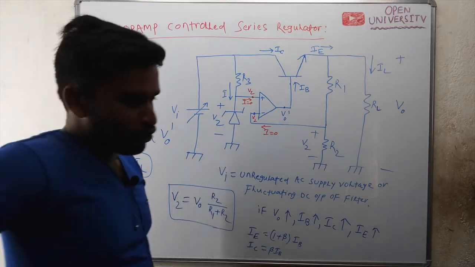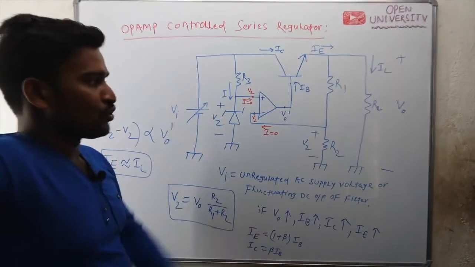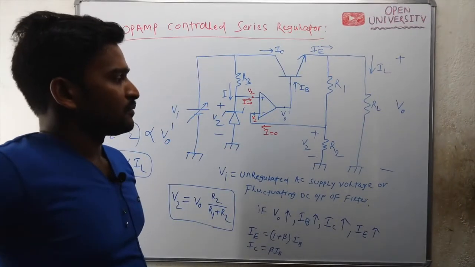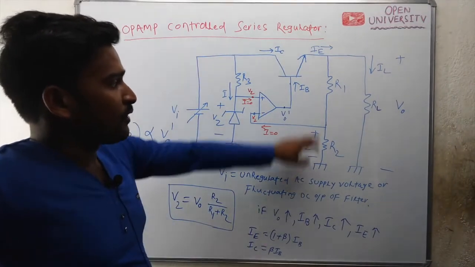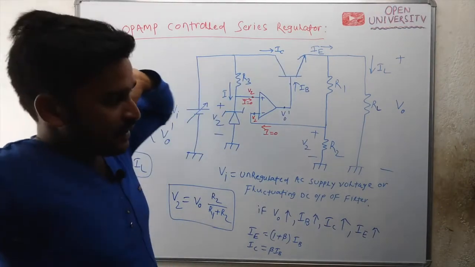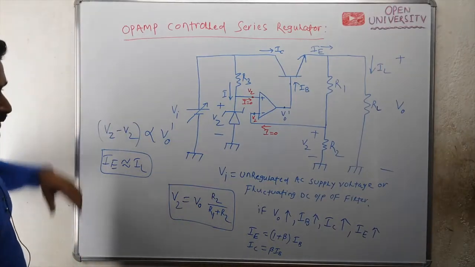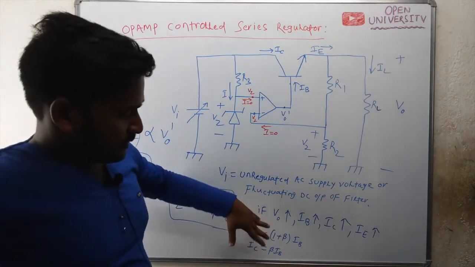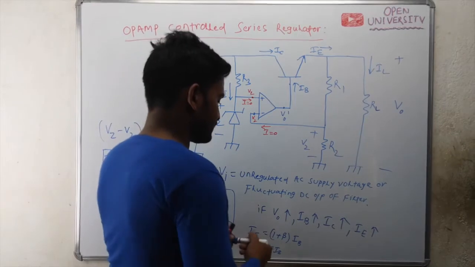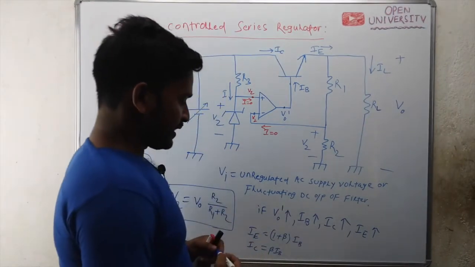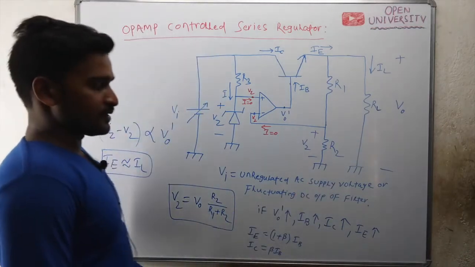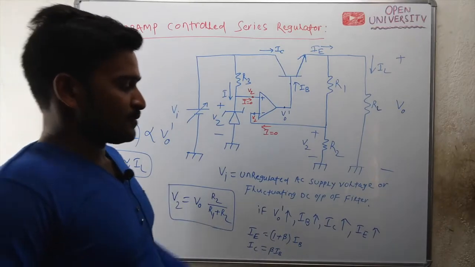V0 dash will control the conduction of the BJT. That is, it will control IB, IC and IE. Write down this. That is, if V0 dash increases, IB will increase and IC will increase and IE will also increase. So V0 dash will control these values, IB, IC and IE.